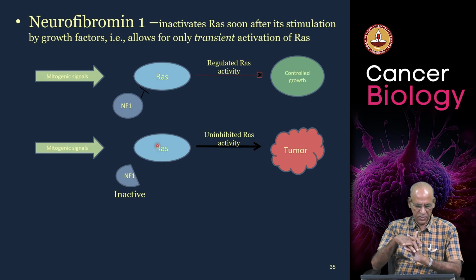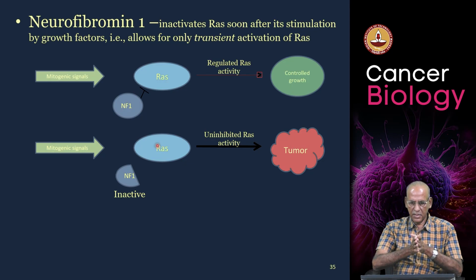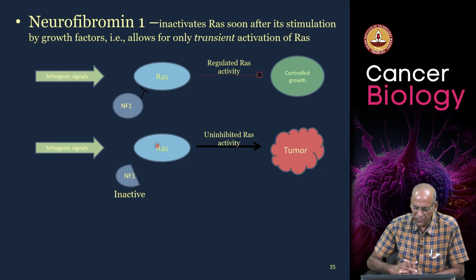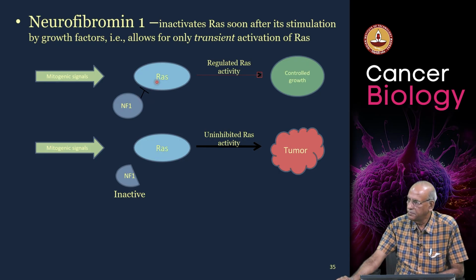One example that I want to describe is neurofibromin, NF1 as it is called. How the tumor suppressor gene functions: it inactivates the oncogene, some of them, not all of them. It inactivates RAS soon after its stimulation by growth factors, so it allows for only transient activation of RAS. So, this is what is happening. Mitotic signals will activate RAS. So, NF1, this symbol means it can block RAS activation.